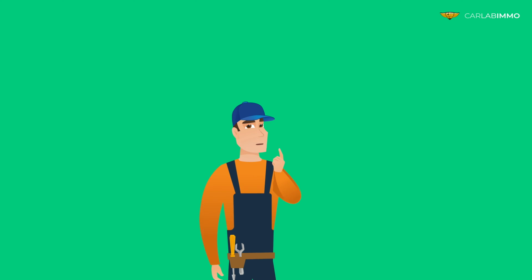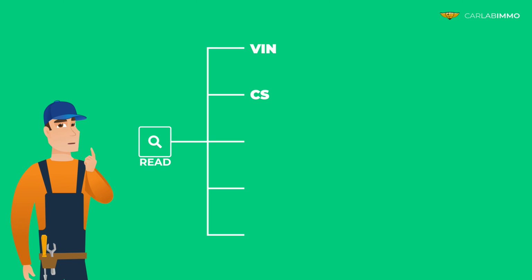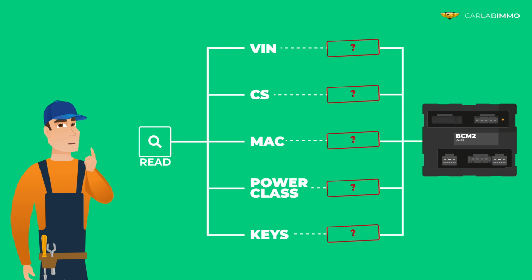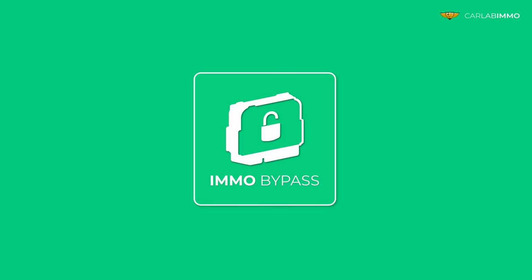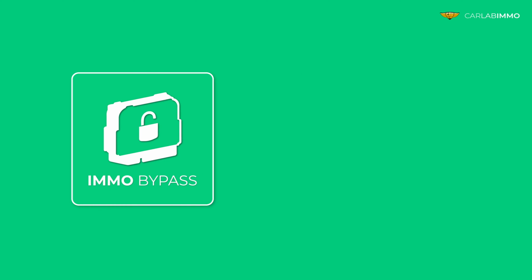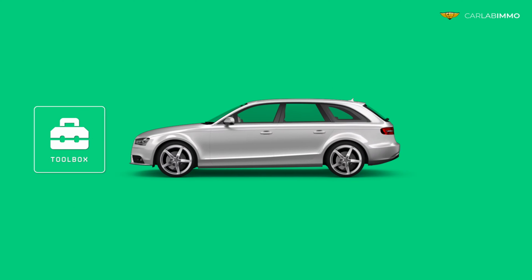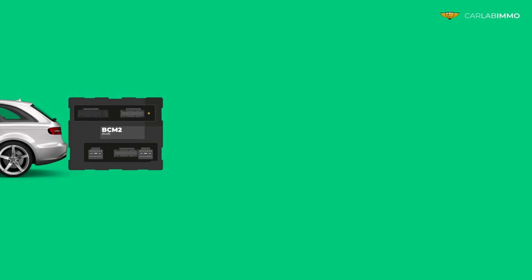Have you ever wondered what's the easiest way to read VIN, CS, MAC, power class, and keys values from the BCM2 from the Audi that you're working on? Now you can easily do it for free in Immo Bypass, thanks to a new function called the Toolbox. The Toolbox allows you to calculate these values based on the EEPROM and flash files read from the body control module.